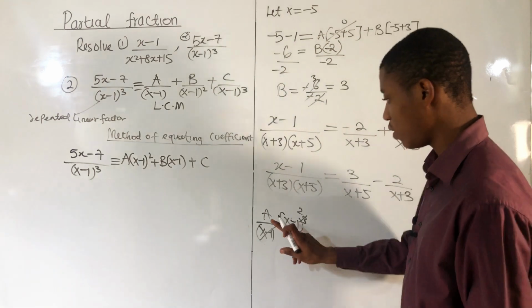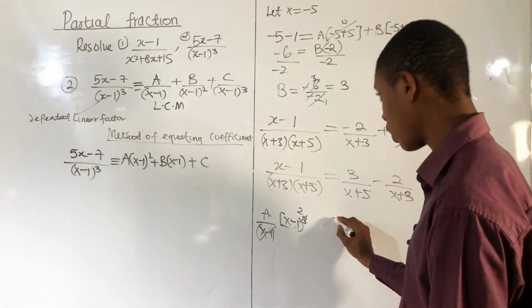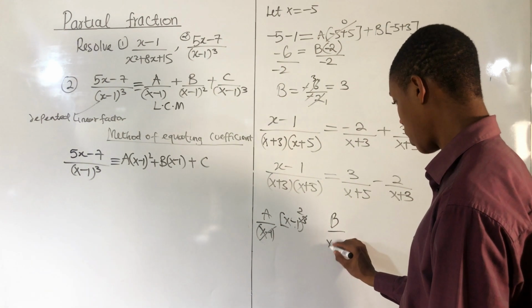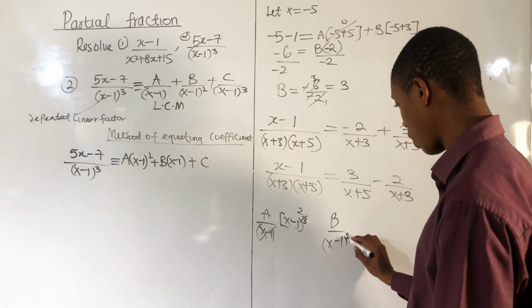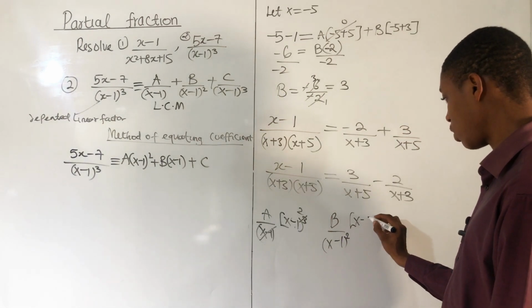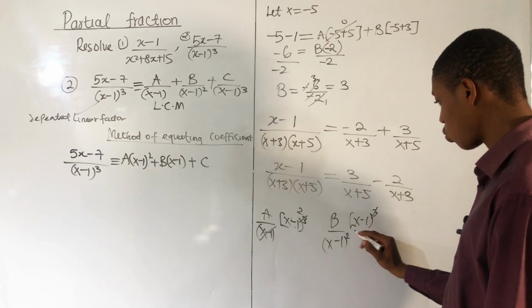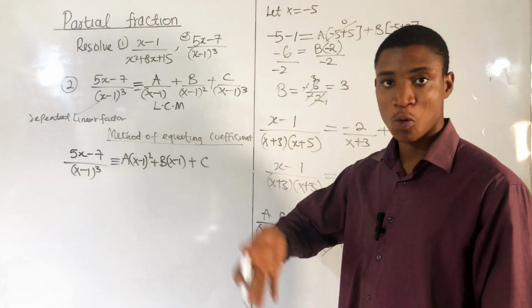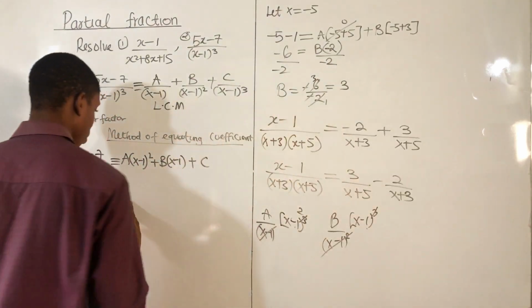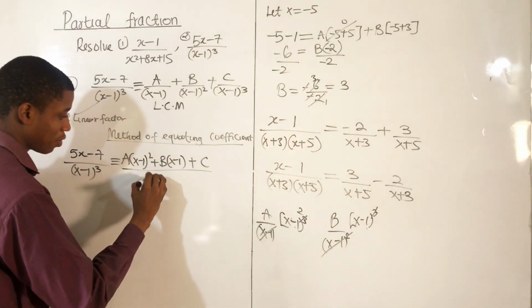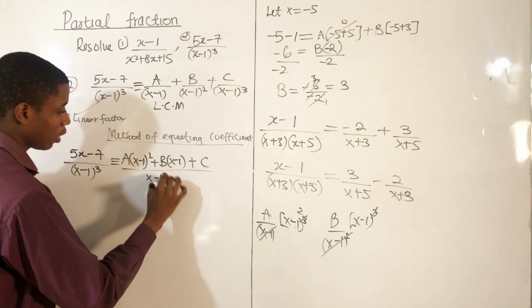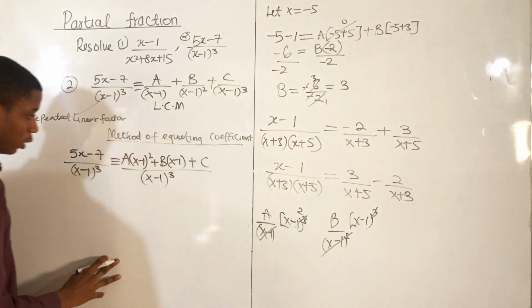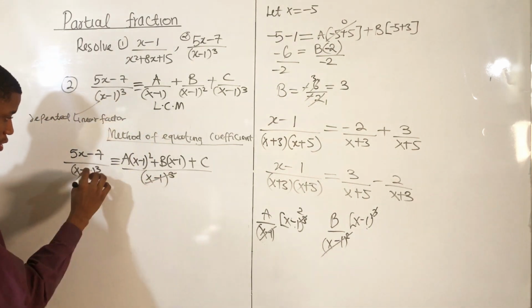For the next one, if this is b, we have b over what? (x-1) squared multiplied by the LCM (x-1) cubed. This will cancel this, you're left with 1. Then for c, you see that everything will cancel the LCM, so c is divided by what? The LCM, which is (x-1) cubed. What do you notice? The same denominators will cancel out.